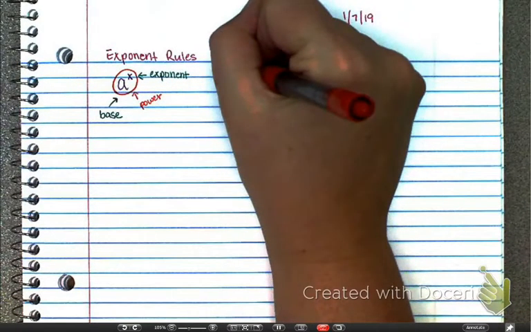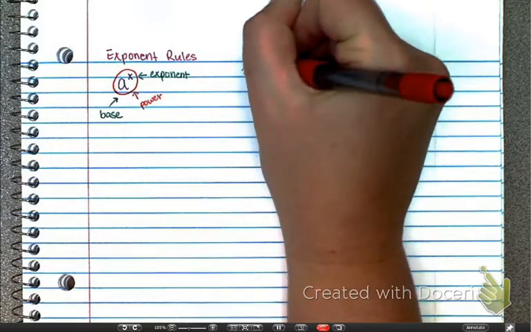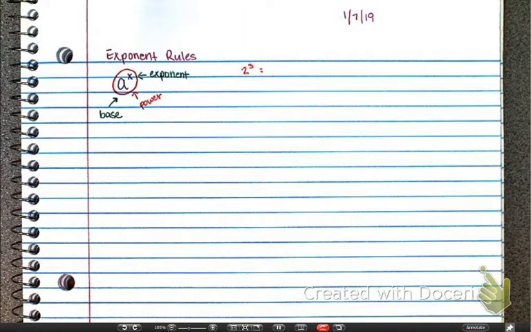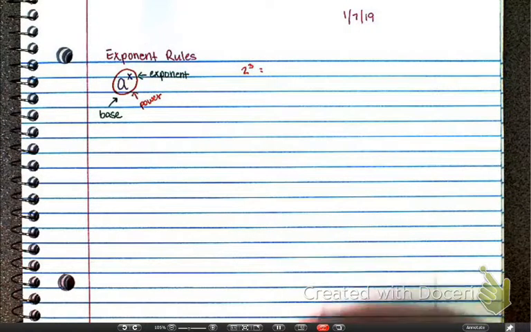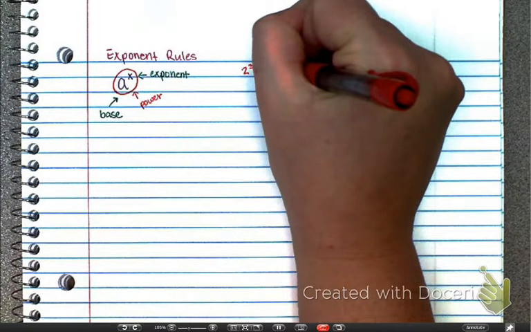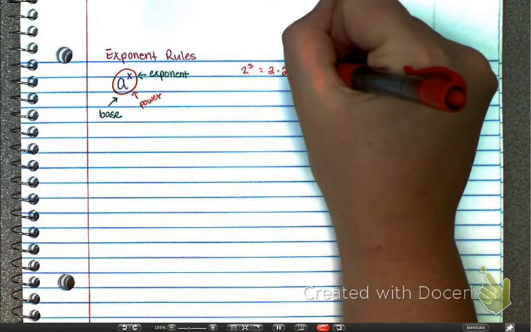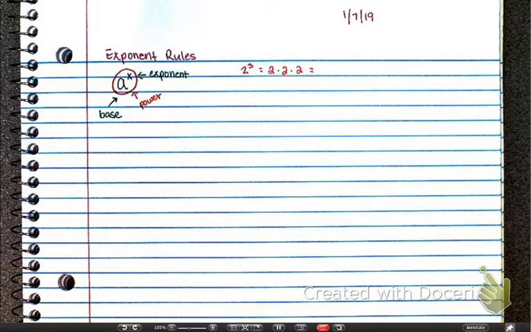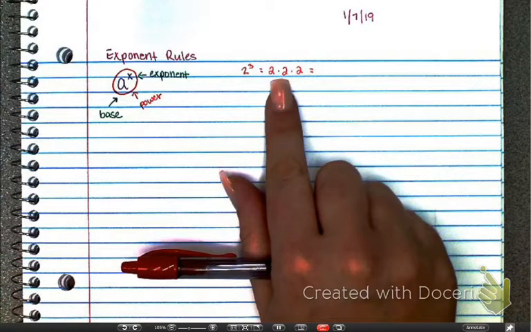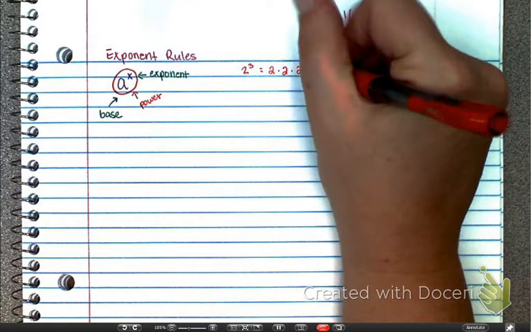So let's start simple. I don't want the answer, but I want to know what it means. What does 2 to the 3rd power mean? 2 times 2 times 2. It means you multiply the base as many times as you have an exponent. So 2 times 2 times 2, because it's 2 to the 3rd power. And what is 2 times 2 times 2? 8. 2 times 2 is 4. 4 times 2 is 8.